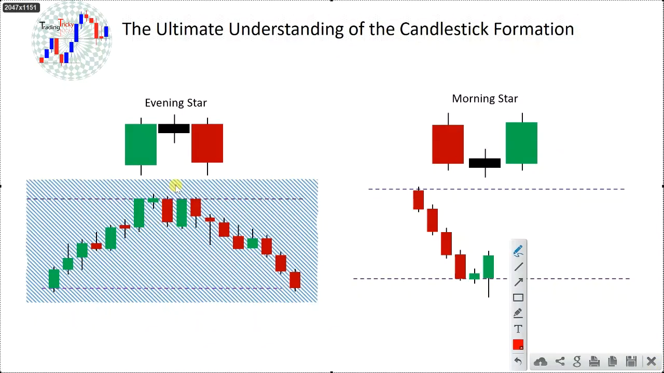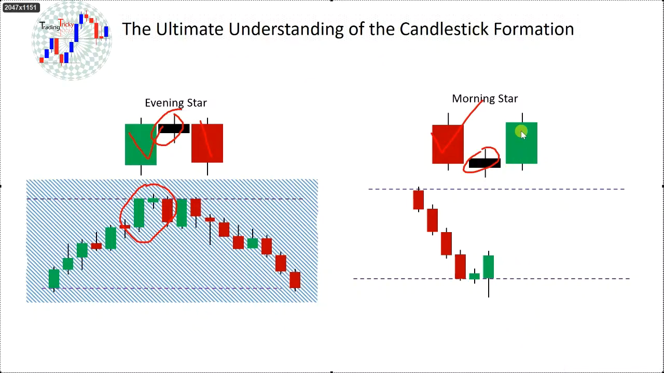Morning star and evening star formation is the same, just on the opposite side. You can see this is a green candle, then this candle can be green or red, but this has to be red. Here it is just the opposite: red candle, then this can be red or green, it does not matter, but this candle has to be green. And any of the candles can be a little smaller or bigger. If the candle forms like this, this is still a morning star pattern.